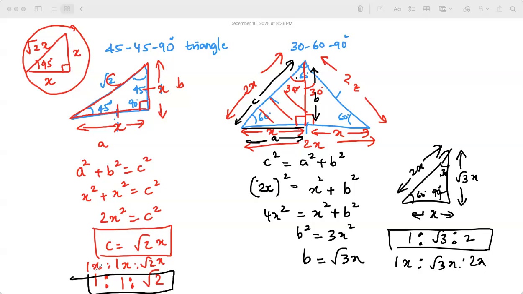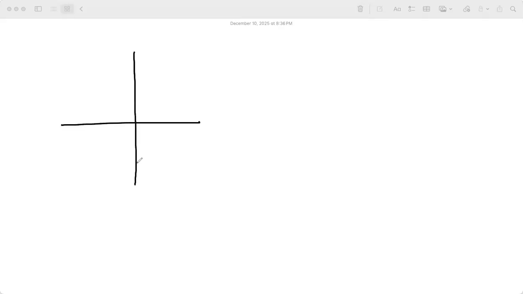Any questions? Can I move on? This we will keep on using. If you forget this, you cannot remember the unit circle at all. Can I go ahead? Now, can we go ahead? Okay.